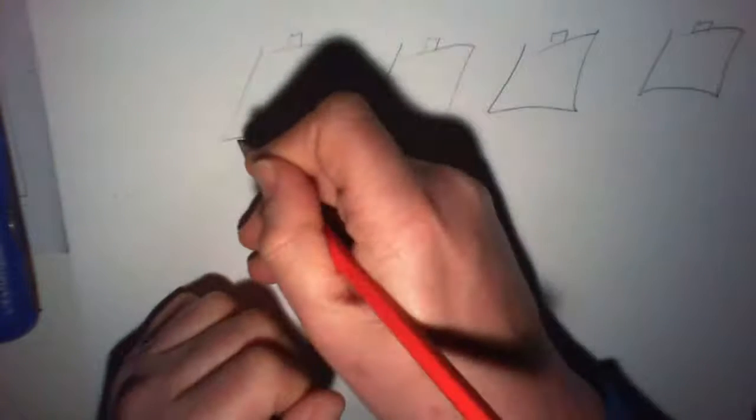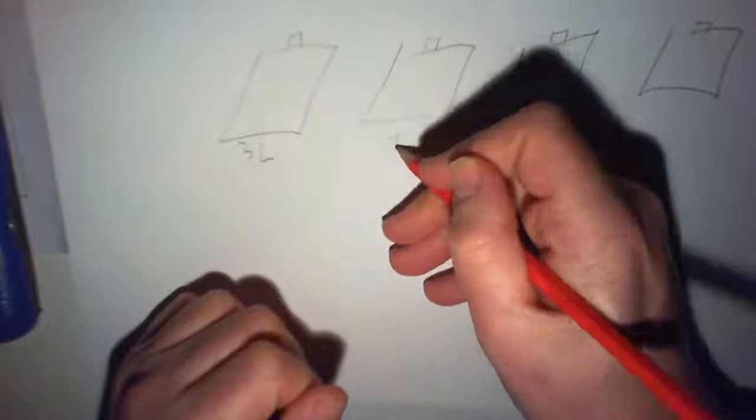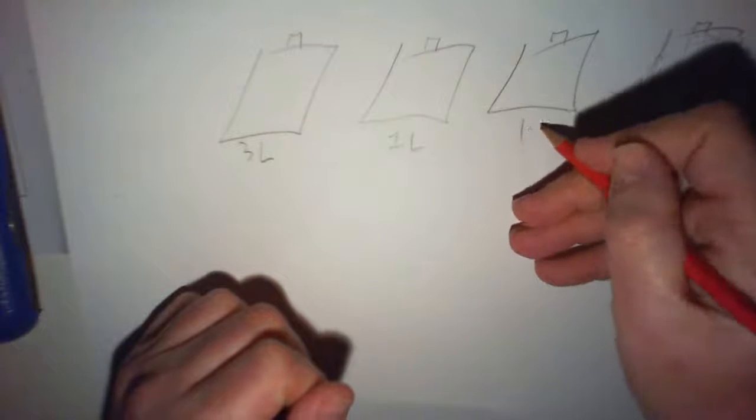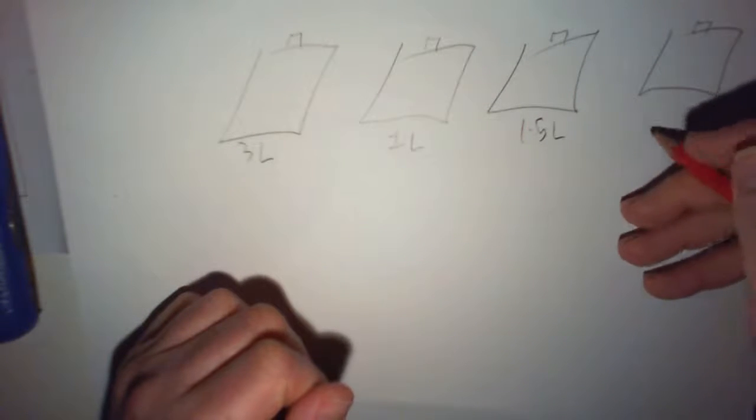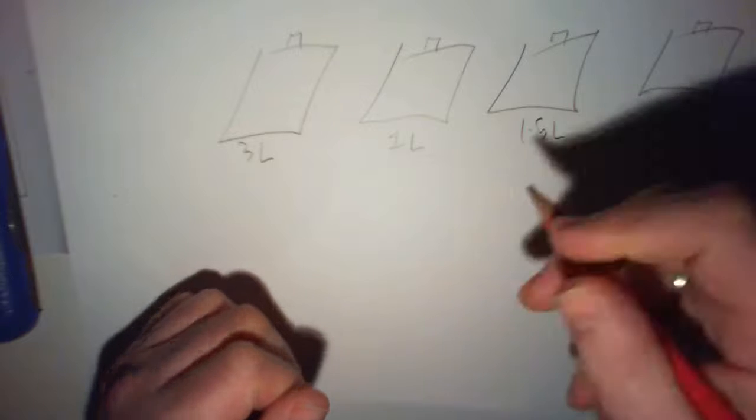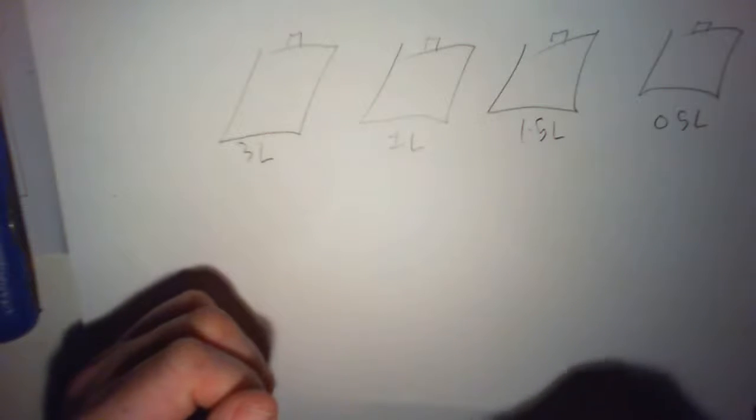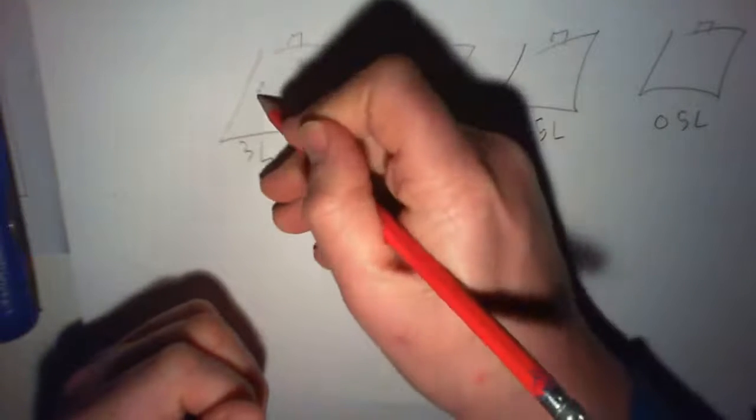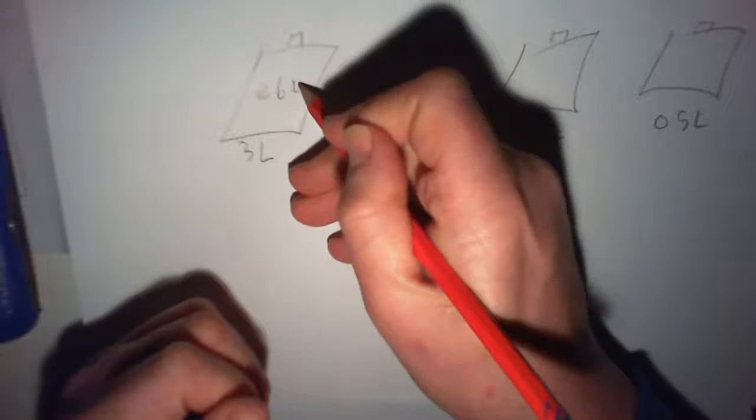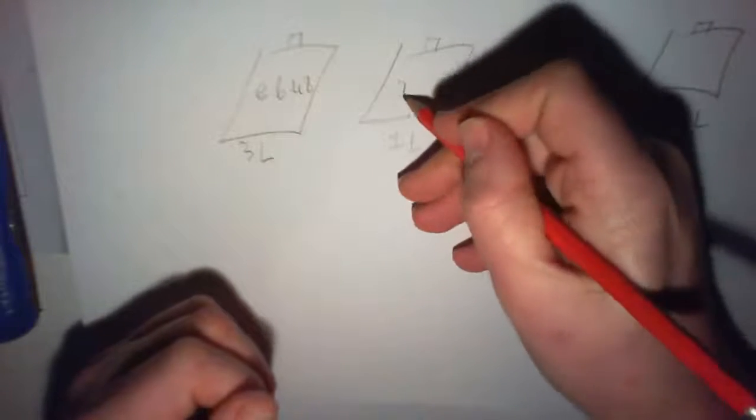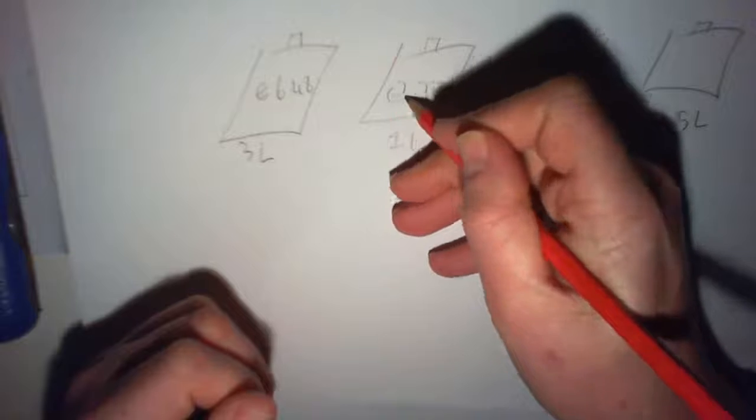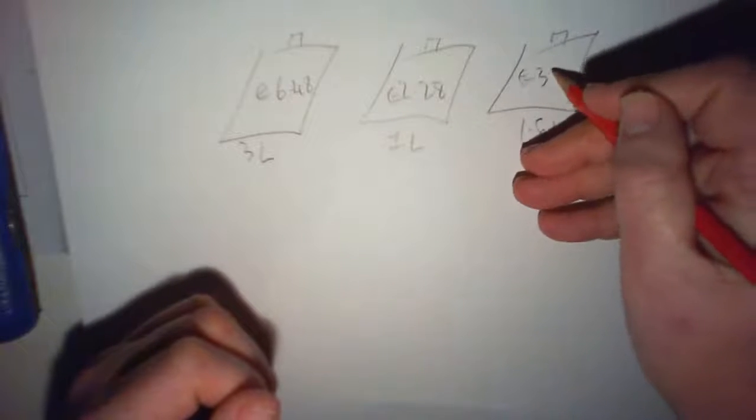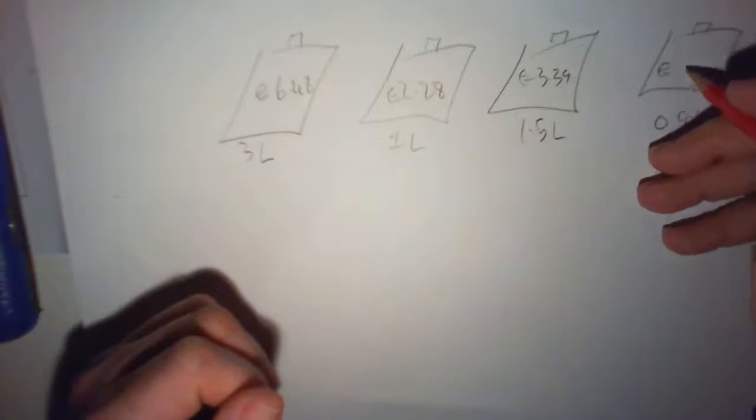So this is a 3 liter. This is a 1 liter. This is a 1.5 liter, and this is a 0.5 liter. This is detergent. We go with detergent on this, okay? And this is €6.48, €2.28, €3.39, and €1.55. And the question is, it's very simple, okay?